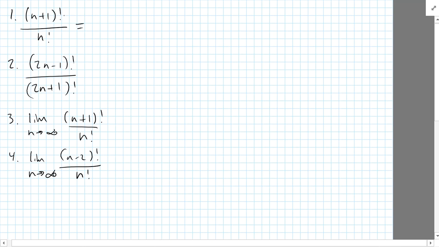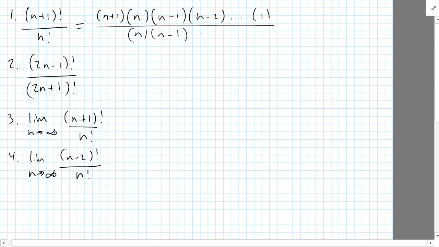So on this one, I got n plus 1. That's my first term, and then my second term is going to be subtract 1 from that, so it's going to be n. My next term is going to be n minus 1, and then n minus 2, and then I'm going to keep going all the way down to 1. All over n factorial, which starts at n. Then my next term is going to be n minus 1, then n minus 2, dot, dot, dot, all the way to 1. And if you look at this, when you start canceling out the terms, everything's going to cancel out except for an n plus 1.